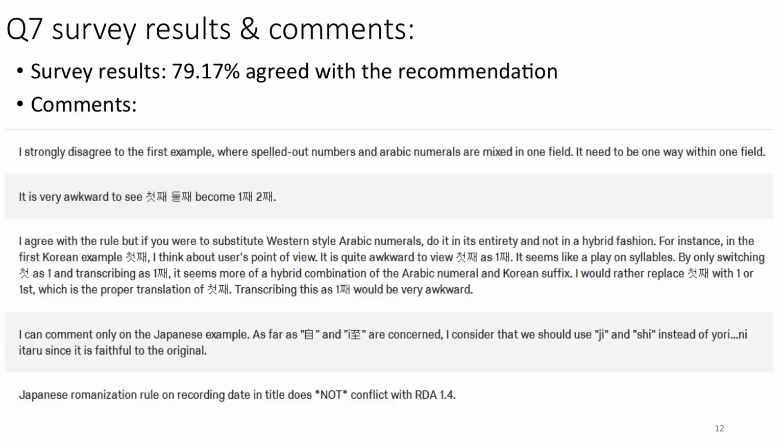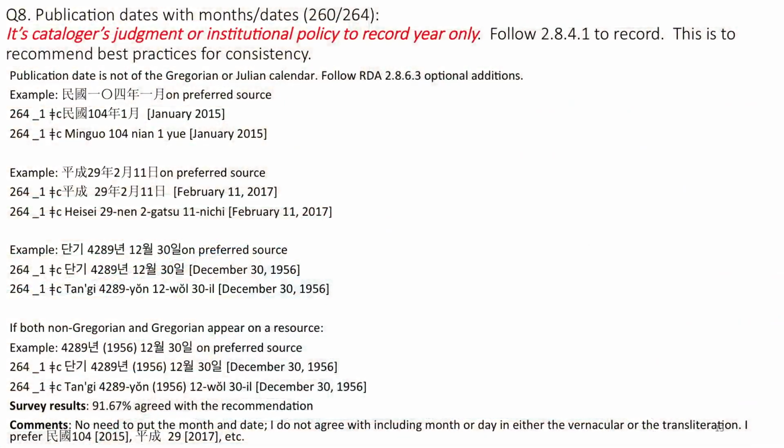For this one, 79% agree with the recommendation. There are more comments on there, and I hope you had the chance to read them, so I'm not going to go over them. And then there are publication dates. What about months and days? RDA says that you transcribe and record them as they appear on the source. And for CJK, we haven't decided what to do if you have that kind of information, whether you record it. So this is a cataloger's judgment or institution policy on whether you want to record the year. But this is just the recommended practice: if you decide not to record the year, to record the month or day, this is the example that you should follow.